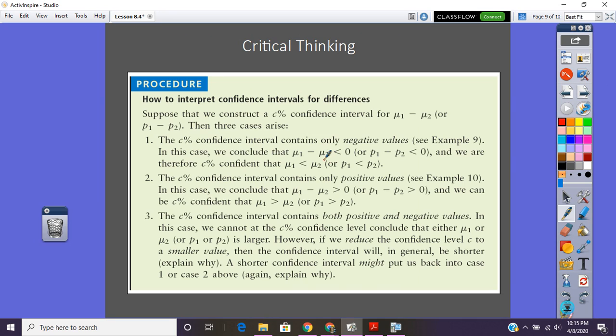And here's a quick way to interpret the confidence intervals for either one. So if they're only negative, this is what I was talking about. If they're only negative, that second population is usually bigger, or the second proportion, second mean, whichever one. If they're all positive, then that first one has a higher average or proportion. And then if they're both, you can't really tell which one is bigger.